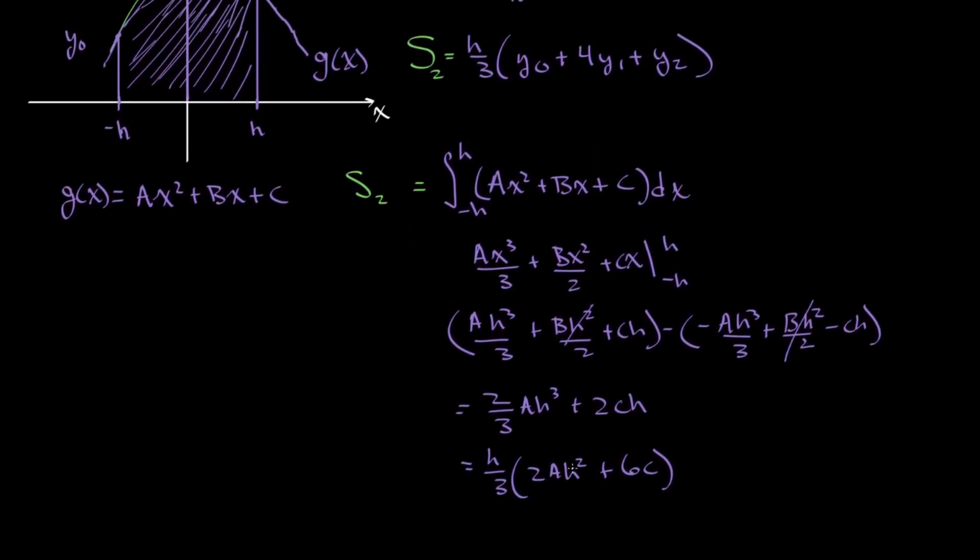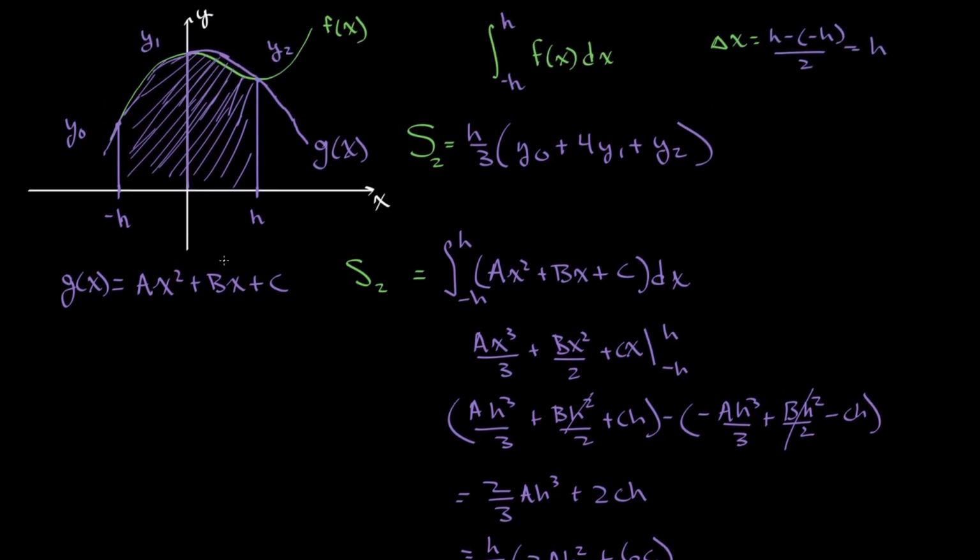And again, we need to start to talk about this 2ah squared and c. We need to start expressing those in terms of y naught, y sub 1, and y sub 2. So how do we do that? What we can do is come back over here to g of x. We can look at some values here.